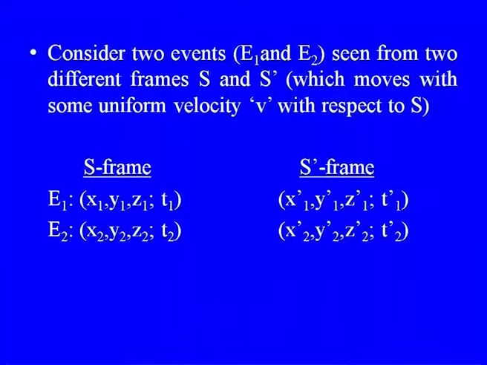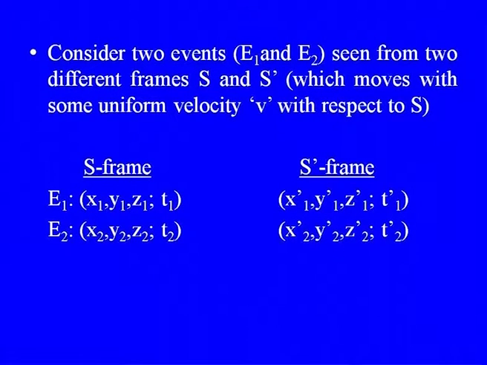Well, why is it so? Okay. Now, for that we have to be a little bit more quantitative, and so let us consider two events. I'll explain what these events are. Let's just define the space-time coordinates of these events first. So we consider two events, we call them event 1 and event 2, seen from two different frames of reference, S and S prime.